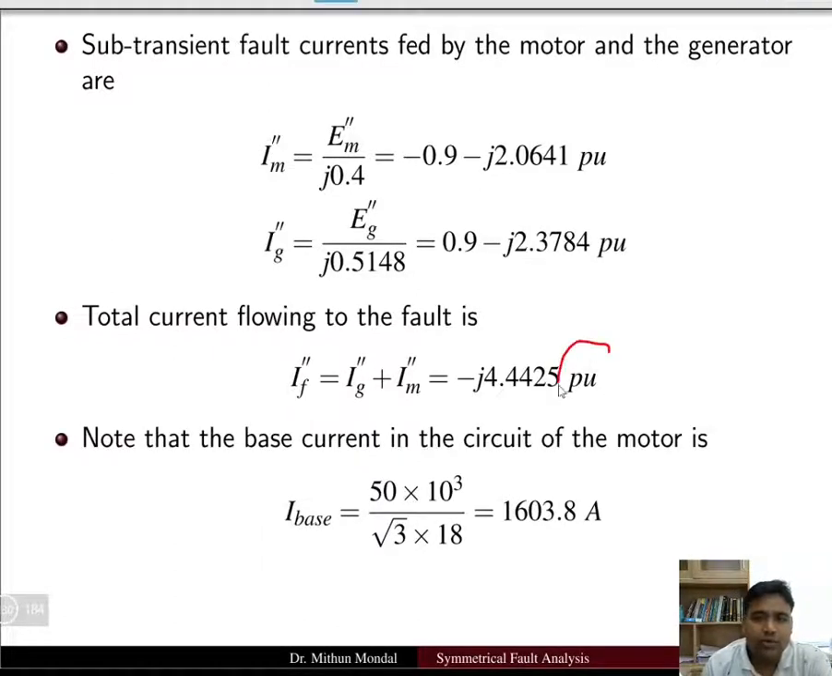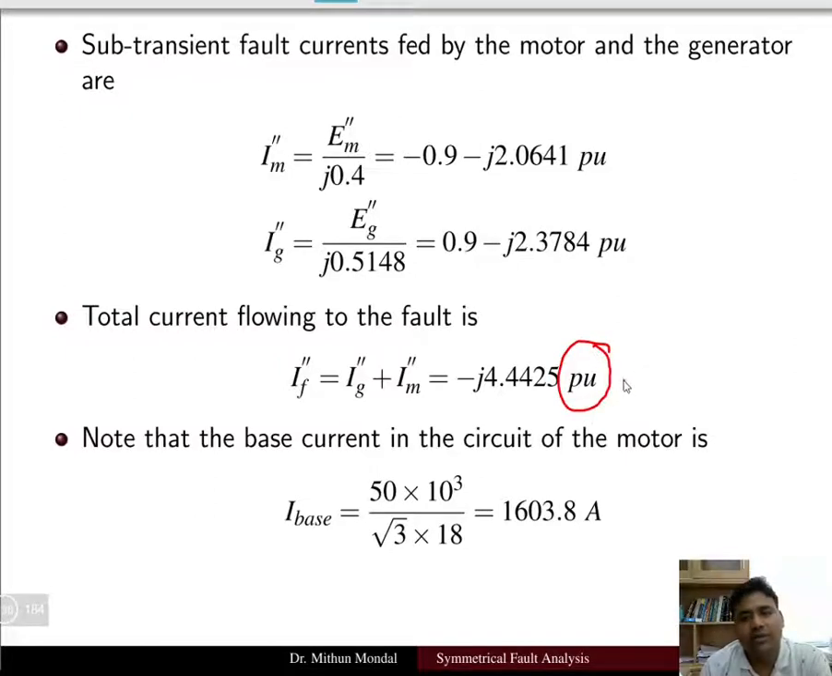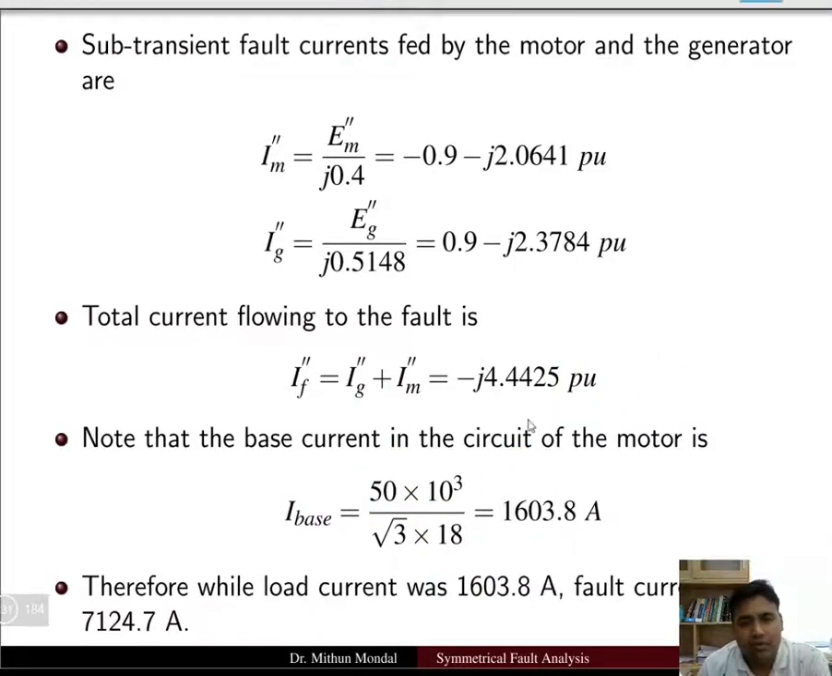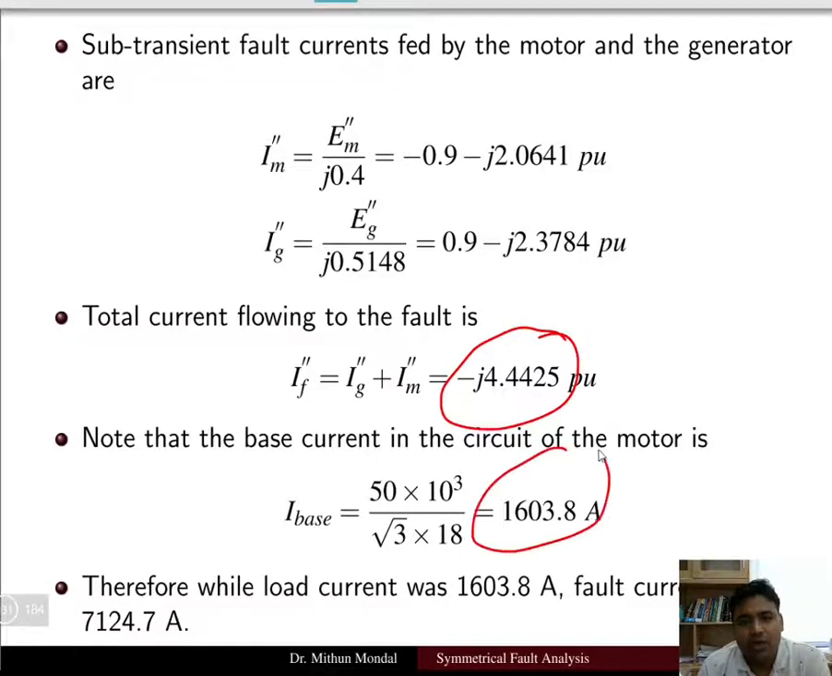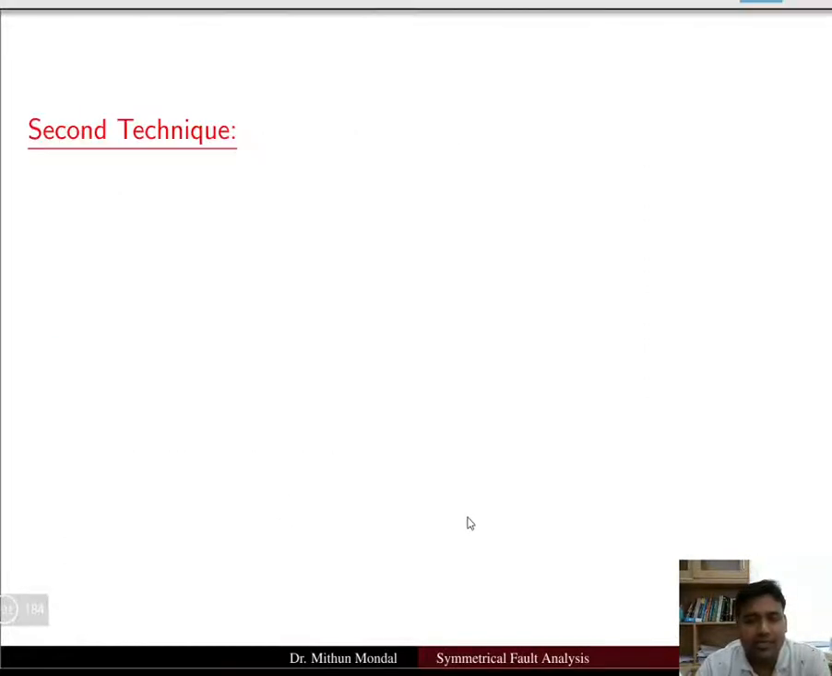Now this is in per unit, so obviously it has to be converted into the actual quantity. So we have to obtain the base current. Once we have obtained the base current from the base power and the base voltage, we can multiply it with the per unit value to obtain the actual current. Therefore, when the load current is 1603.8 ampere, the fault current comes to be 7124.7 ampere. So we can see that the level of the current during the fault condition has increased tremendously.